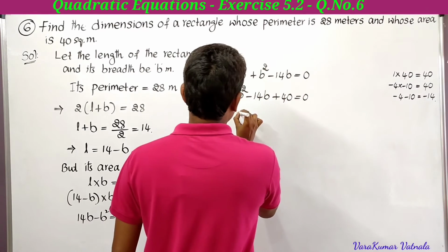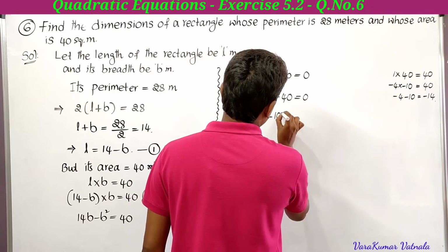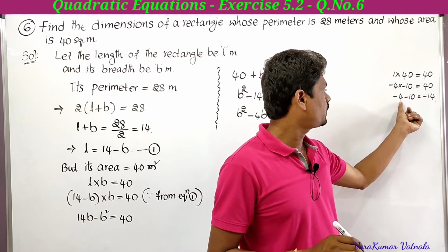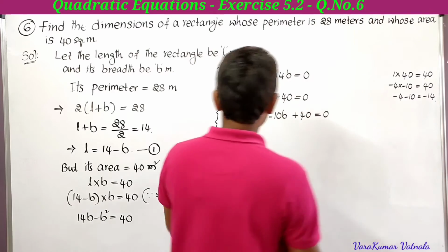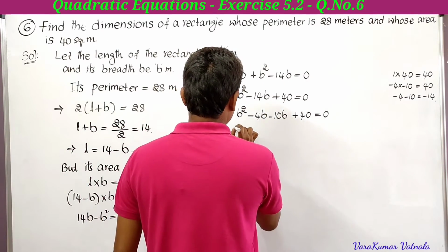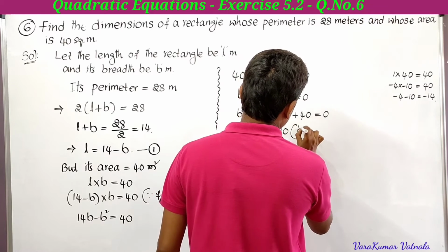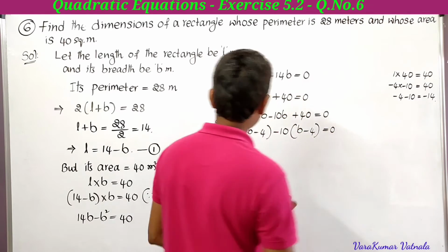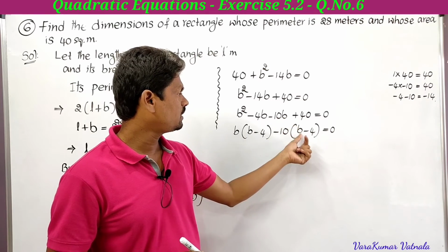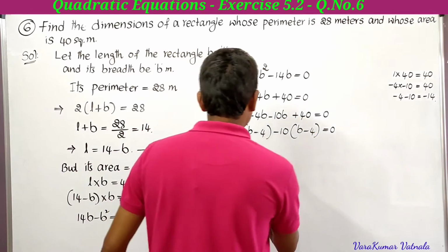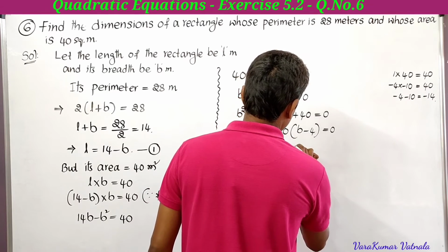So write B square as usual, but minus 14B can be written as minus 4B minus 10B. Next write plus 40 as usual, equal to 0. In the first two terms, B is common, so we get B into (B minus 4). In the last two terms, minus 10 is common, again we get (B minus 4). So totally (B minus 4) is common. Here we get B and here minus 10, equal to 0.